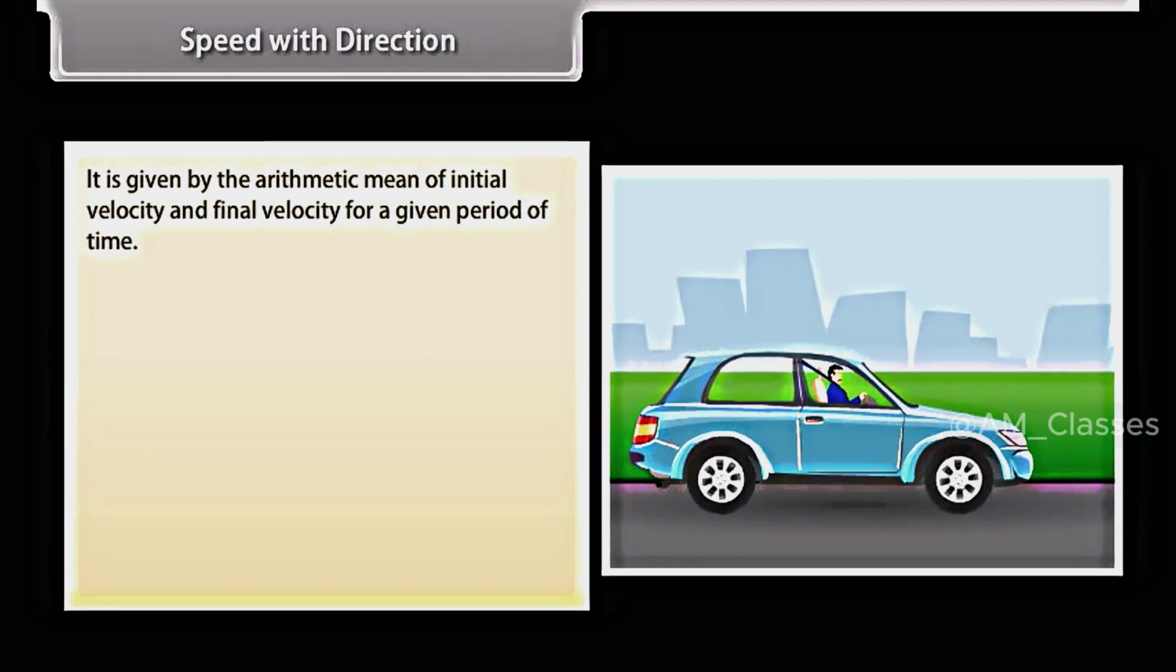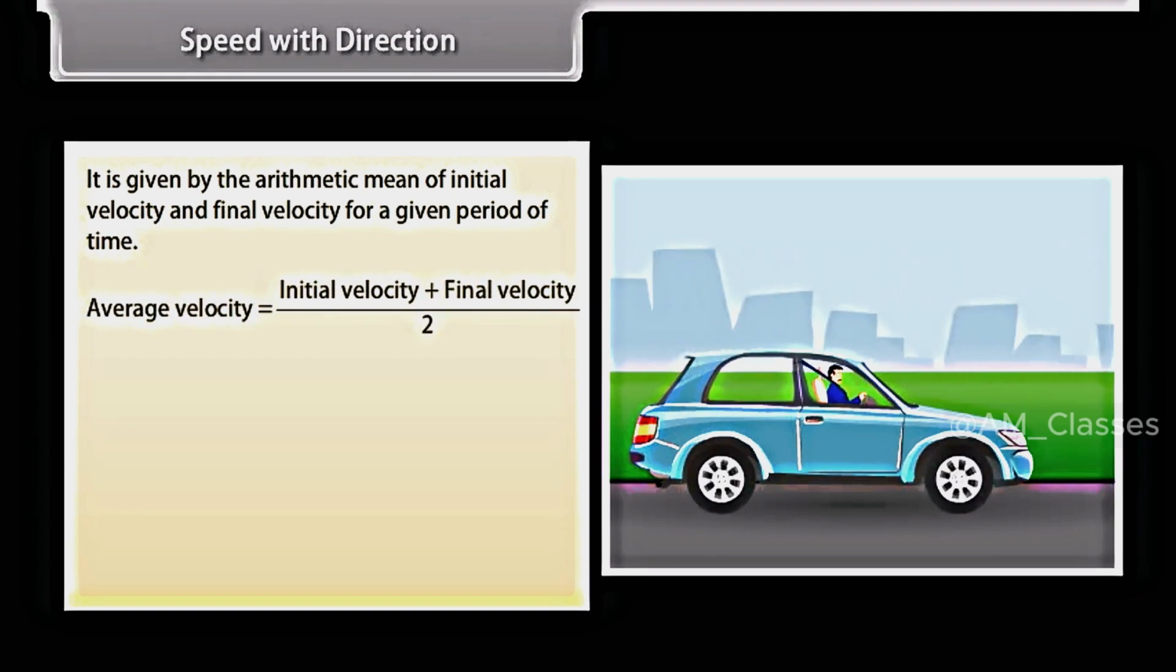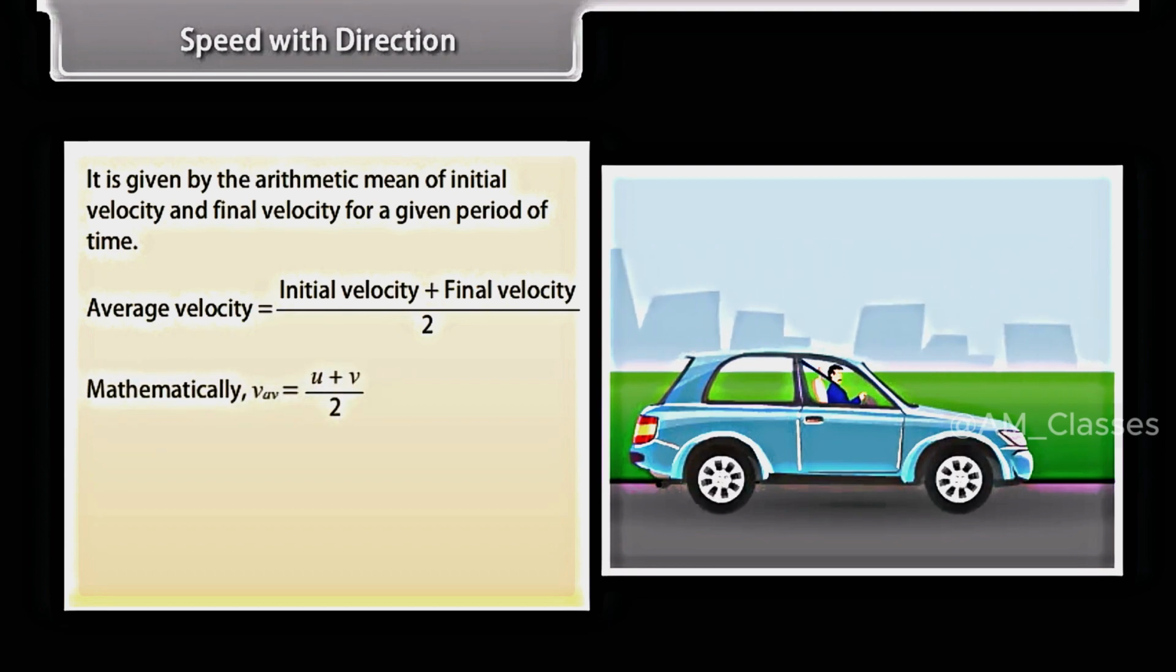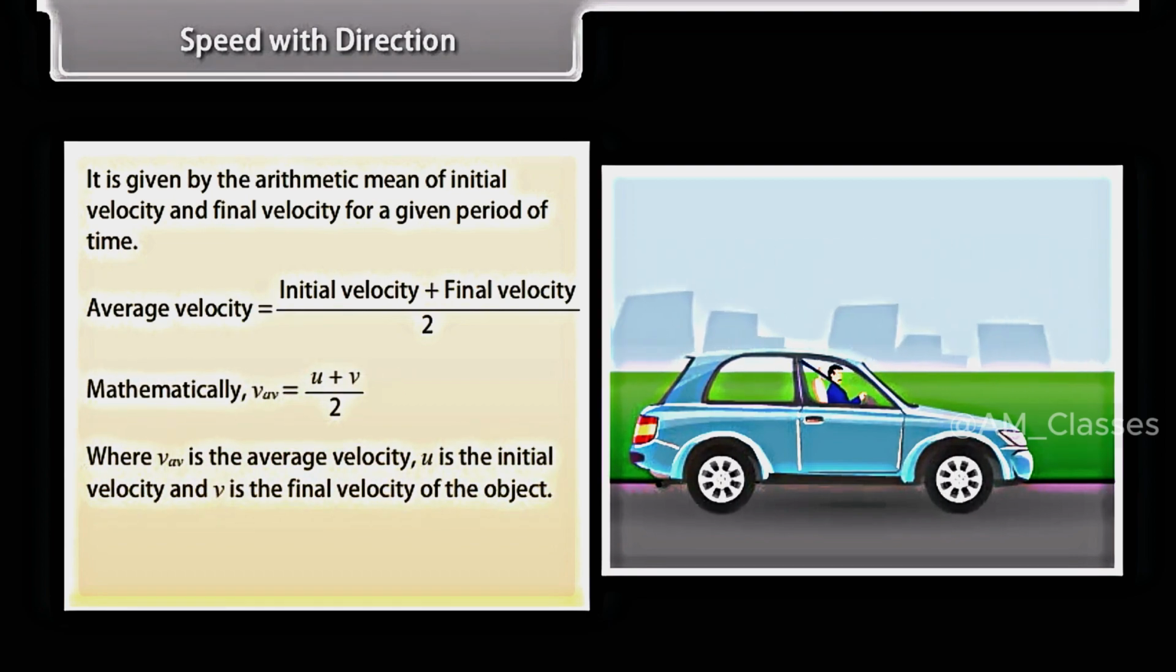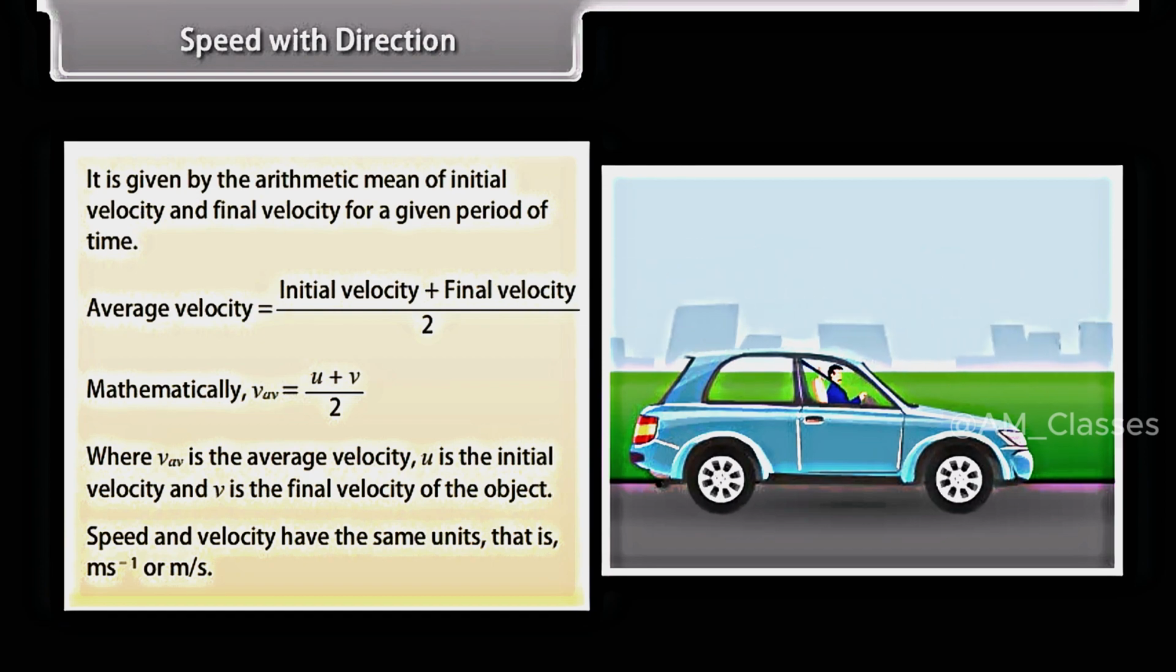It is given by the arithmetic mean of initial velocity and final velocity for a given period of time. That is, average velocity is equal to initial velocity plus final velocity by 2, where V_av is the average velocity, u is the initial velocity, and v is the final velocity of the object. Speed and velocity have the same units, that is, meter per second.